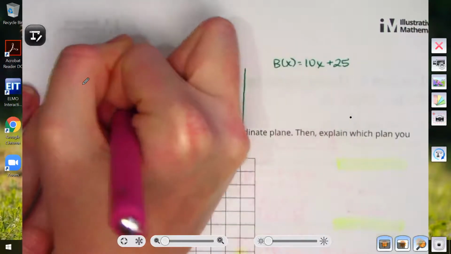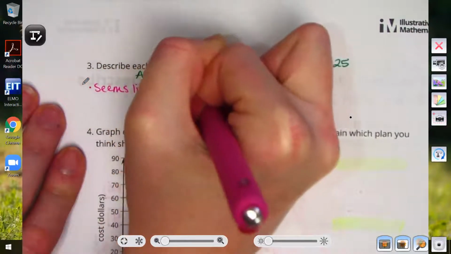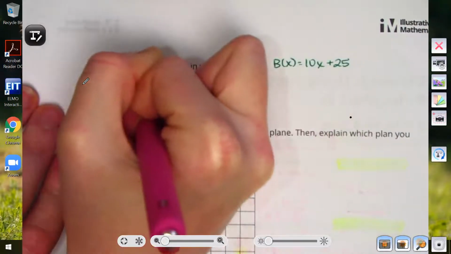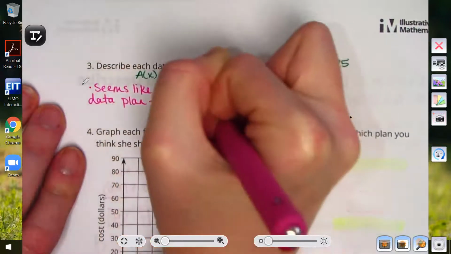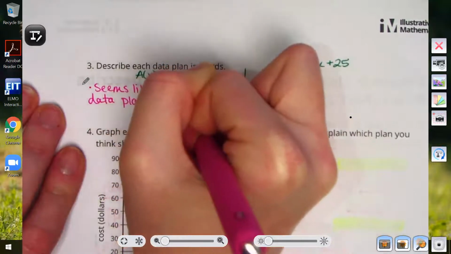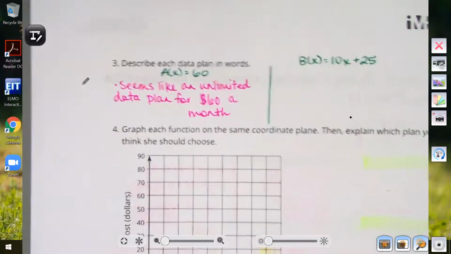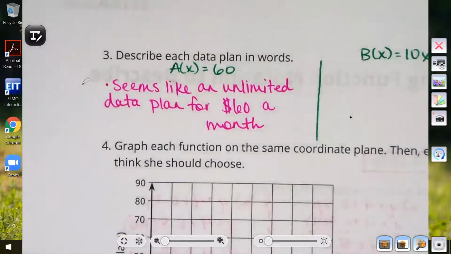Seems like an unlimited data plan for $60 a month. Give me a thumbs up if you've got that written down.